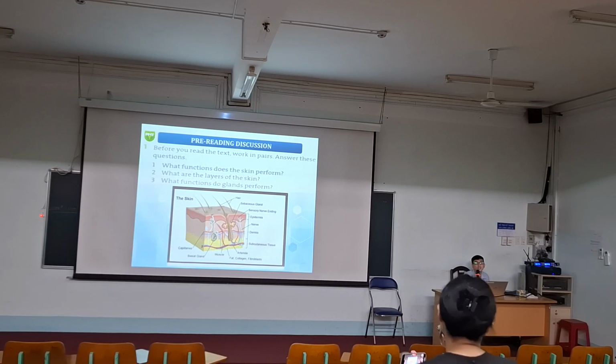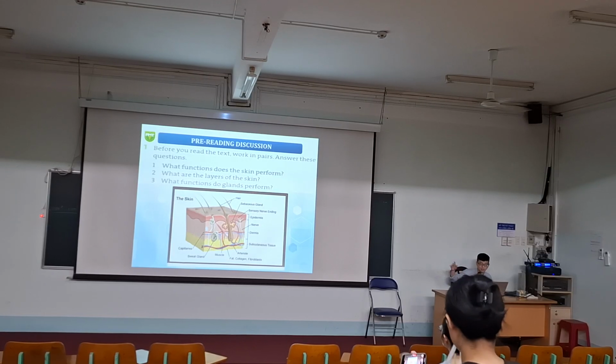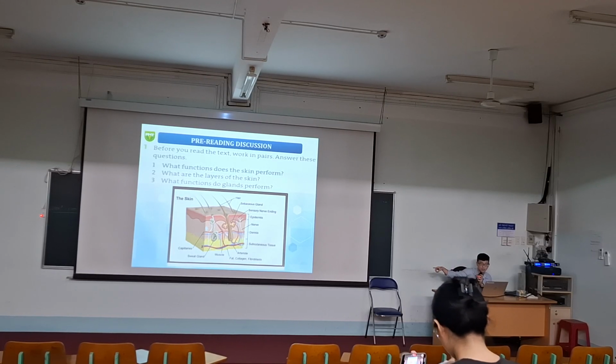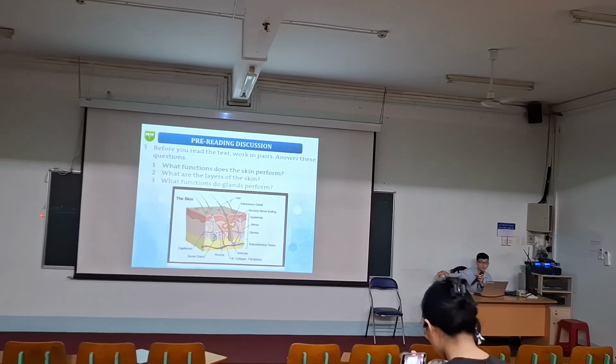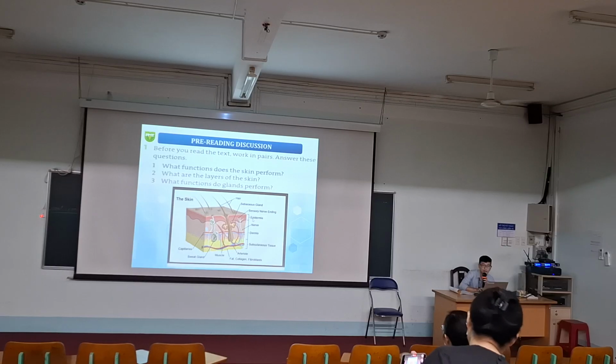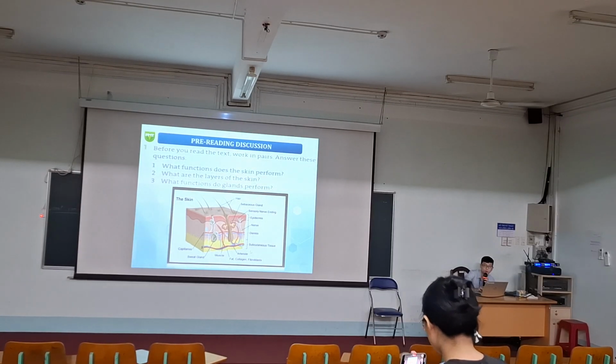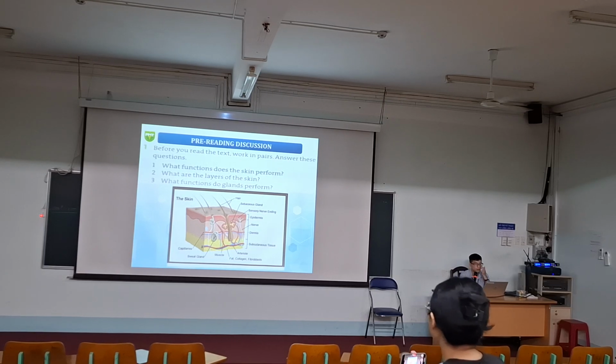Guess how many layers there are in our skin? 4 layers. Okay, so if you take a look at this picture, you think there are 4 layers. Actually, there are three layers of the skin. The first one here is the epidermis, then the dermis, and the hypodermis. We have 3 layers.